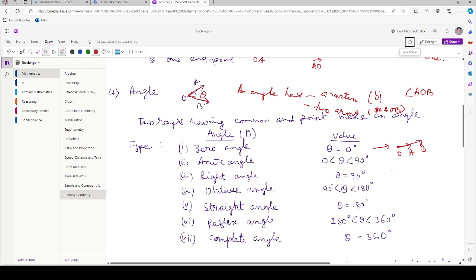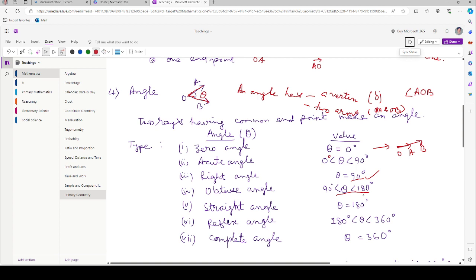And what is acute angle? An angle measuring less than 90 degree and greater than 0 degree is known as acute angle. What is a right angle? An angle exactly equal to 90 degree is known as right angle. And what is an obtuse angle? An angle measuring more than 90 degrees but less than 180 degree is known as obtuse angle.